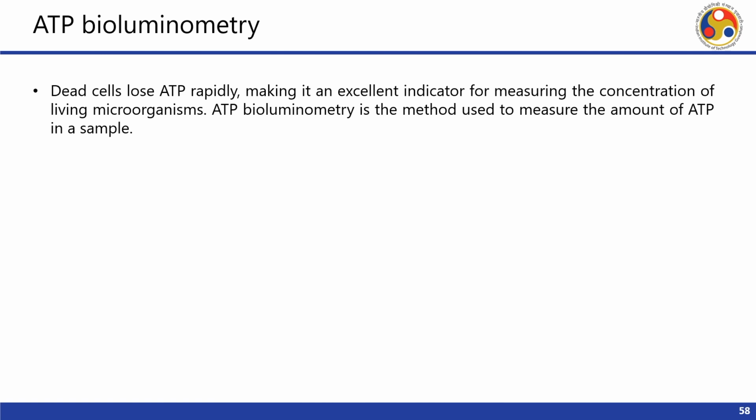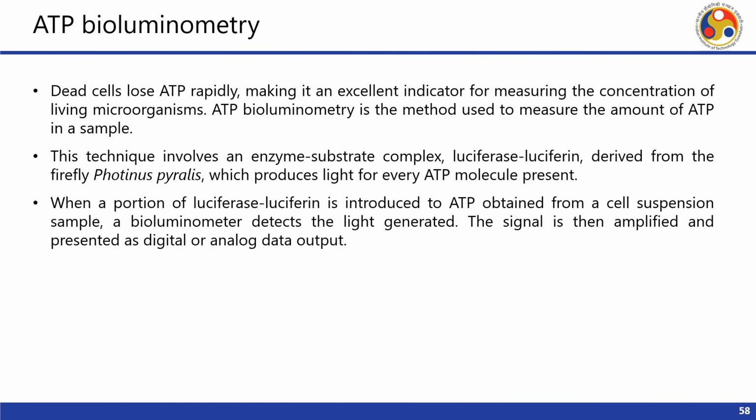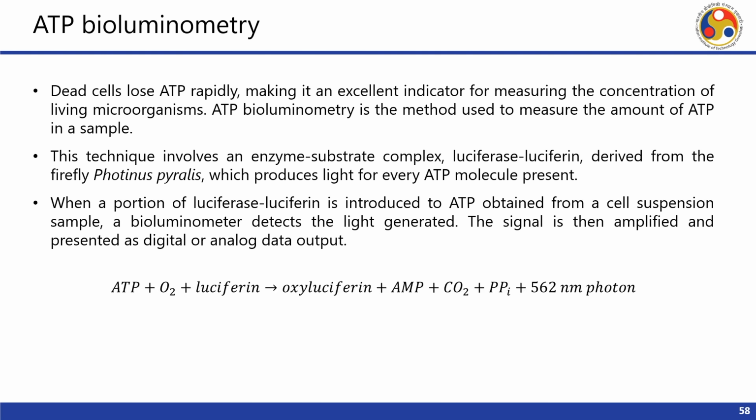ATP bioluminometry is the method used to measure the amount of ATP in a sample. This technique involves an enzyme substrate complex, luciferase luciferin, derived from the firefly, Photinus pyralis, which produces light for every ATP molecule present. When a portion of luciferase luciferin is introduced to ATP obtained from a cell suspension sample, a bioluminometer detects the light generated. The signal is then amplified and presented as digital or analog data output.